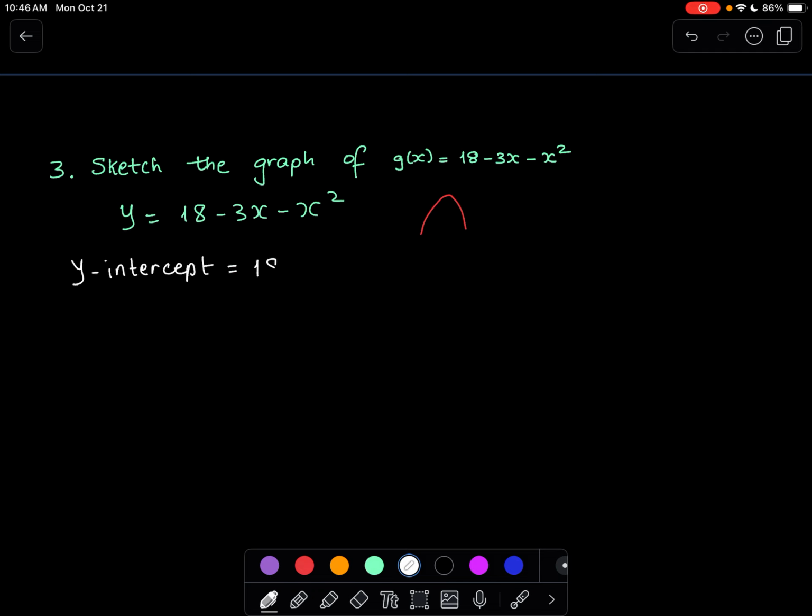We also know the y-intercept is going to be 18. So let's write the coordinates. That would be (0, 18). Right. And now let us complete the square.